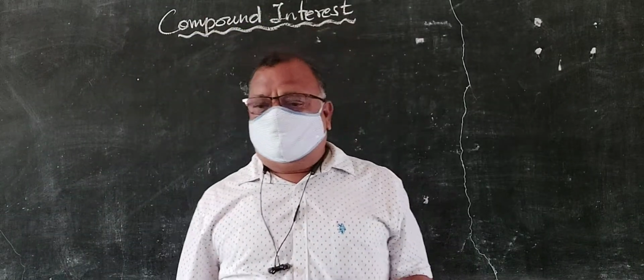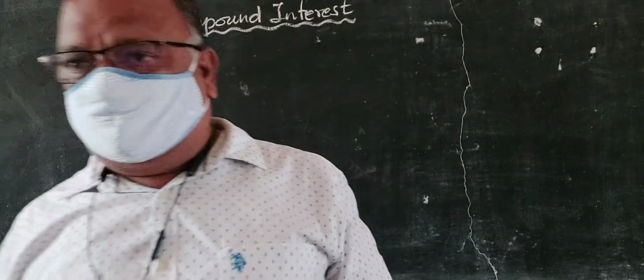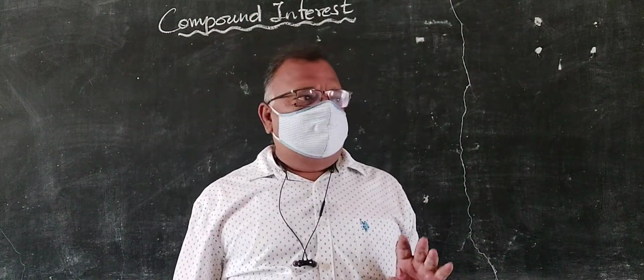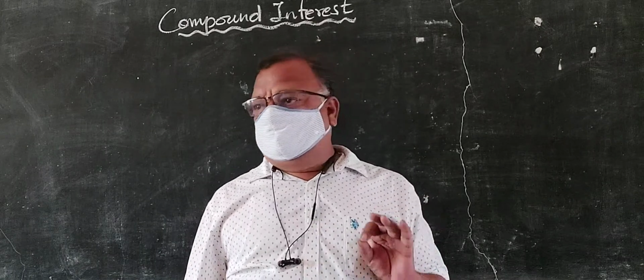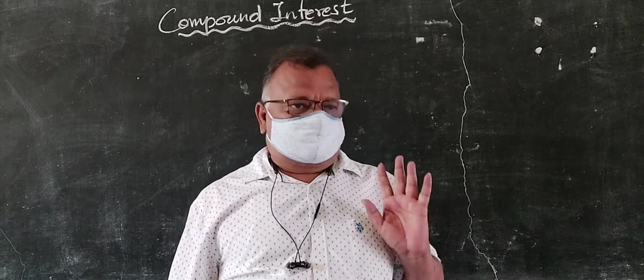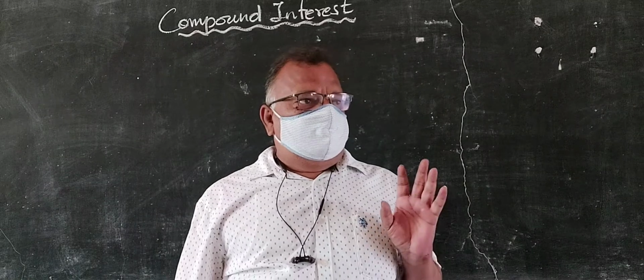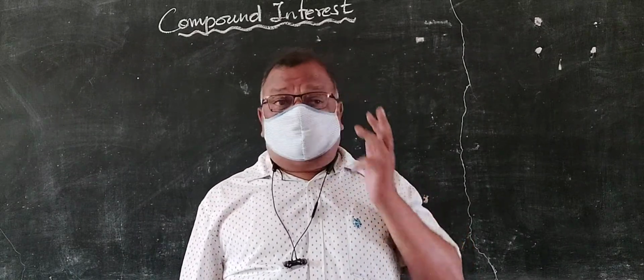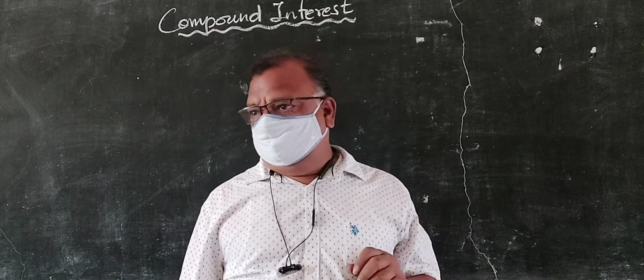Now we are going to study chapter number 14 from the Mathematics textbook of Standard 8. The name of that chapter is Compound Interest. Means what? Now in Standard 6 we studied about simple interest.